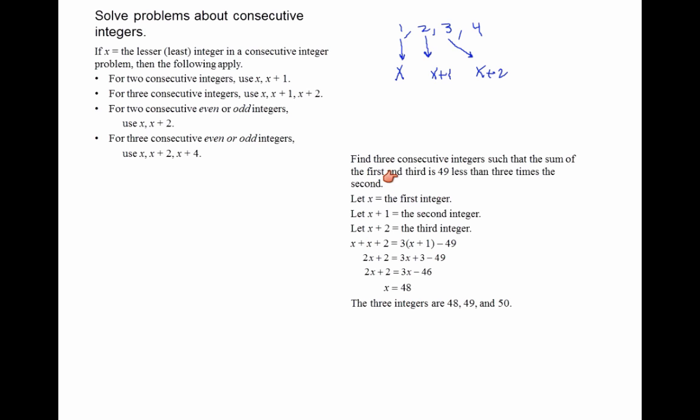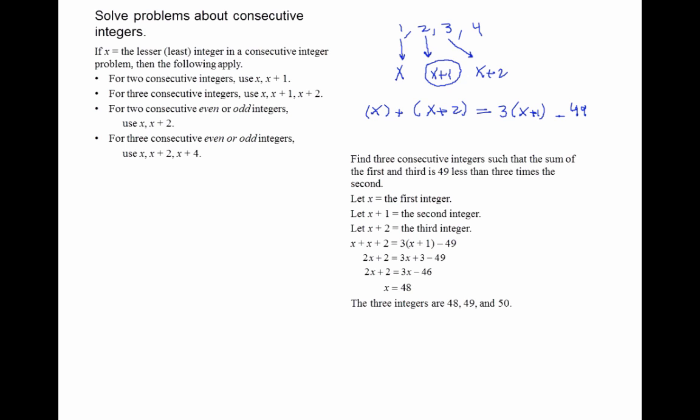These are assumptions. It says the sum of the first and the third. The sum of these two will be x plus x plus 2. The sum of the first one and the third one is equal to 49 less than, so I'm going to do 49 less than something. 49 less than what? Less than 3 times the second one. The second one is this one. 3 times the second one.